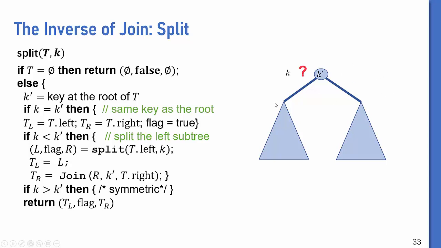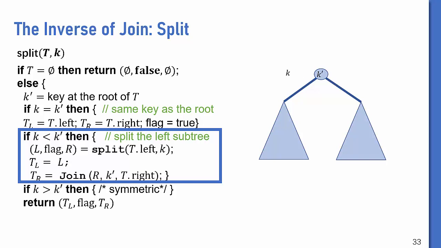The easiest case is when K and K prime are equal. So we directly use the left subtree as TL, the right subtree as TR, and the flag is true. So that's the easiest case. The other two cases are just symmetric. For example, if K goes left.